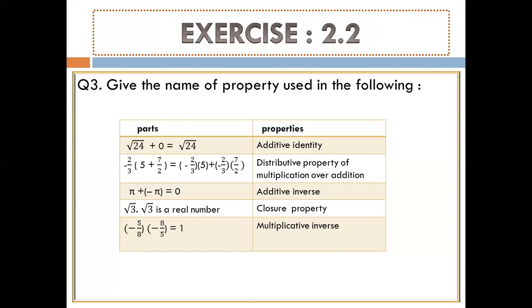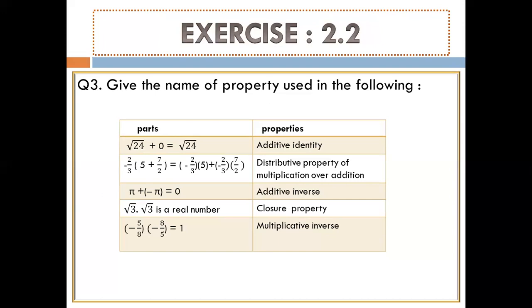Under root 3 into under root 3 is a real number. It means that this part holds the closure property, because I told you when there are two numbers in any set, you add or multiply them, and the answer stays in that set. Then we say that that set holds the closure property. So under root 3 and under root 3, they both are real numbers. When you multiply them, the answer is a real number. It means that they hold the closure property.